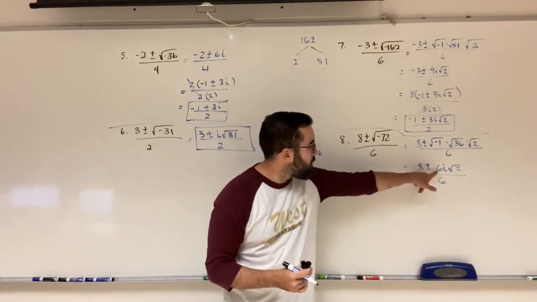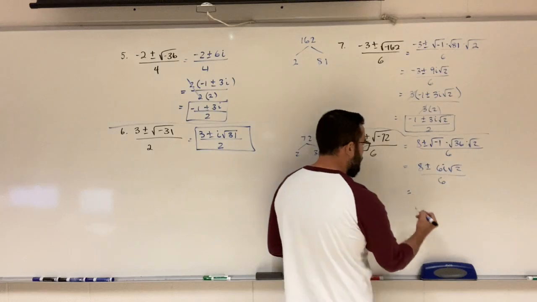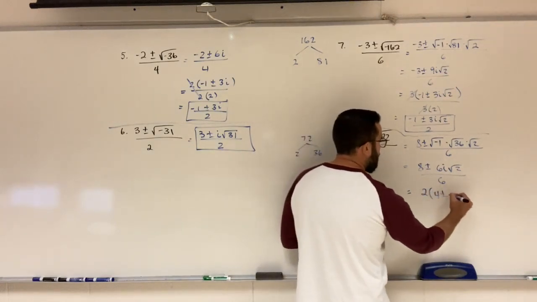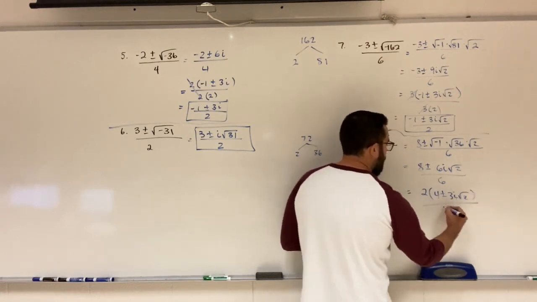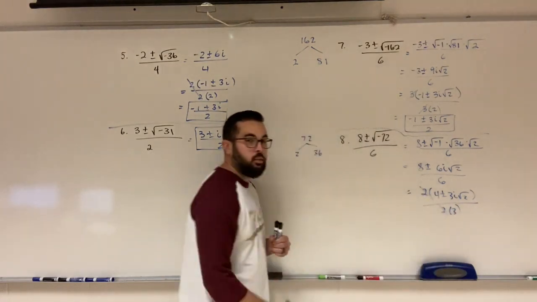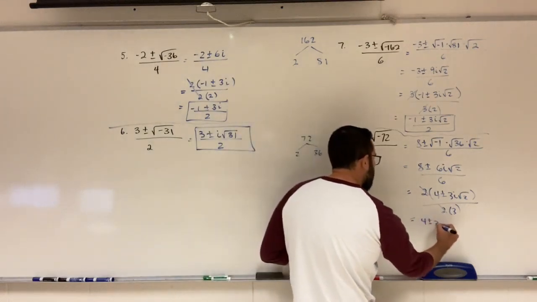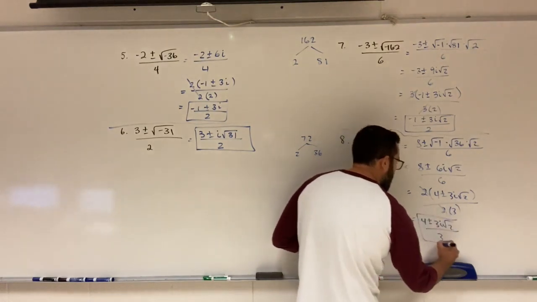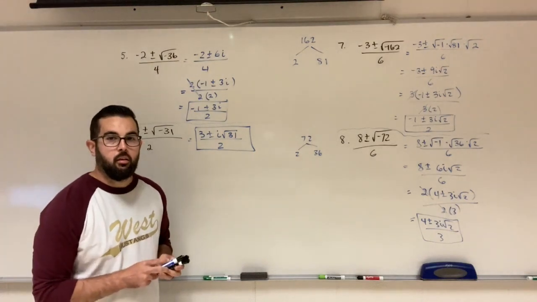Now 8, 6, and 6 all share a common factor of 2, so I'm going to factor out a 2 from the top and bottom. So the top's going to be 2 times 4 plus or minus 3I square root of 2 all over 2 times 3. 2's will cancel out, and we're left with 4 plus or minus 3I square root of 2 all over 3. And that's our final answer.